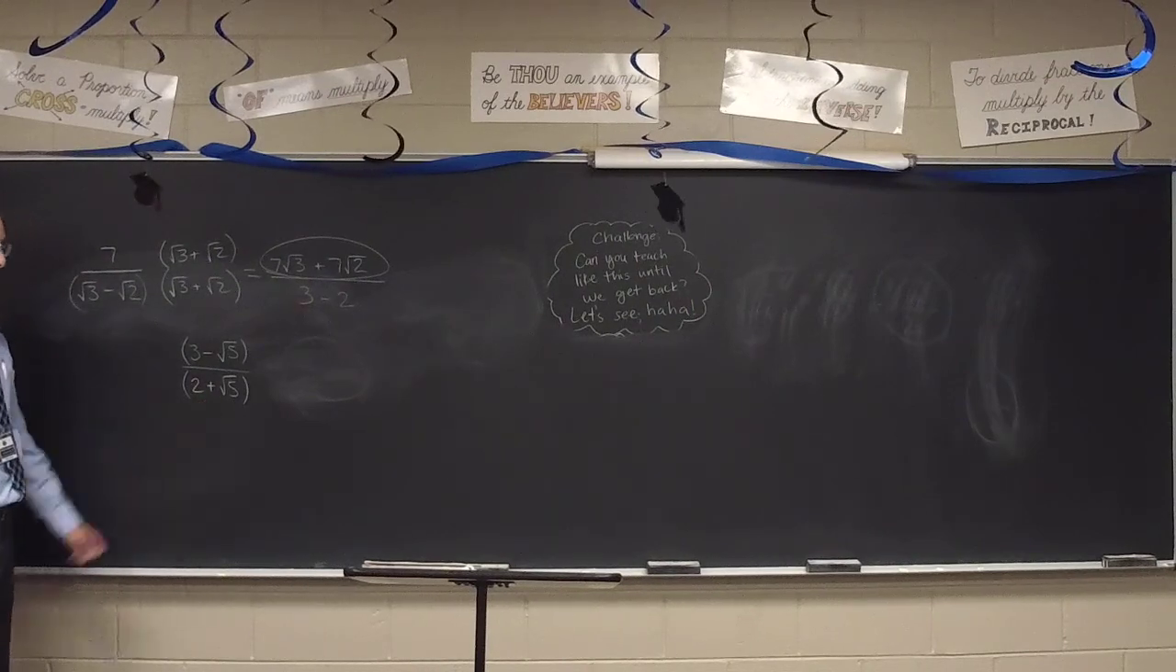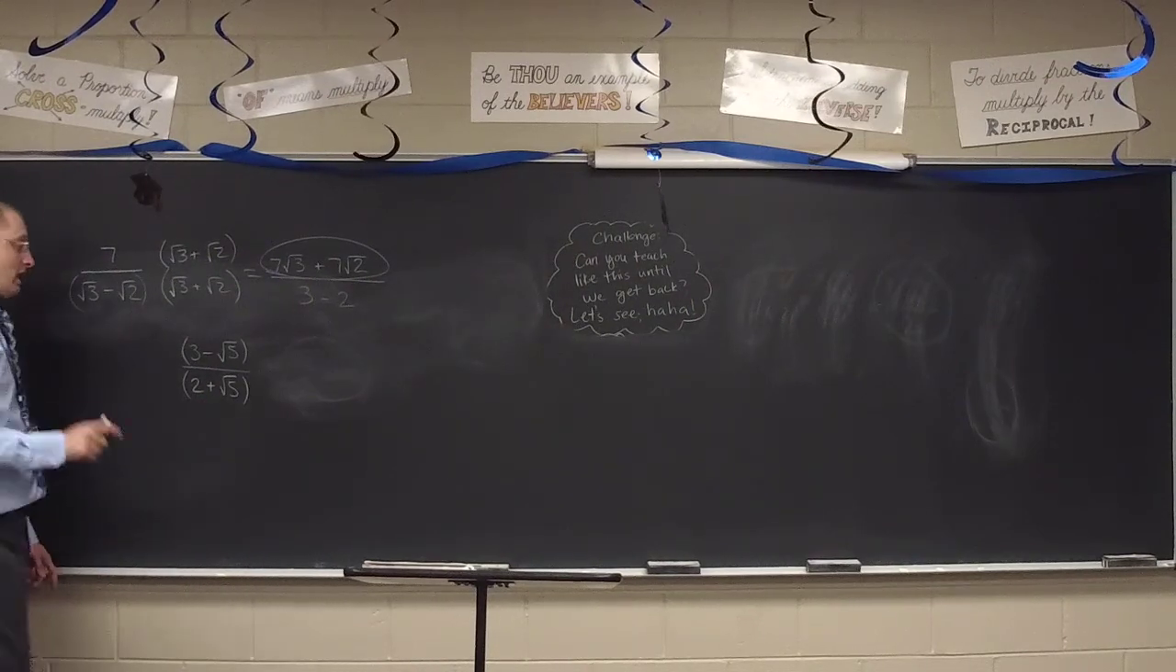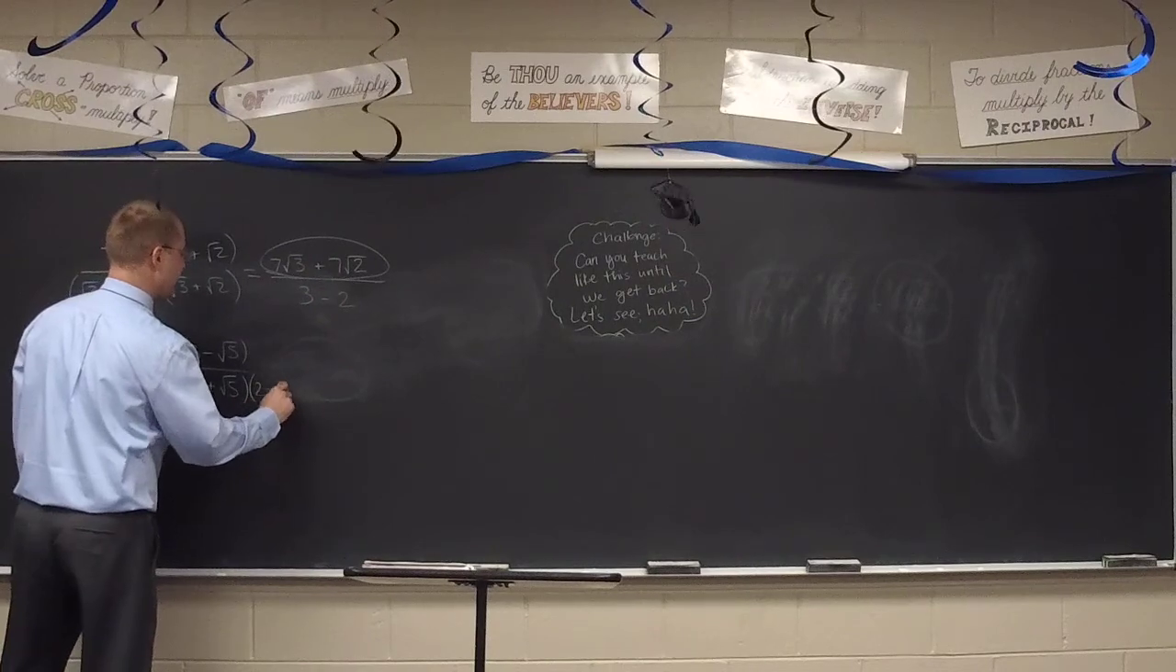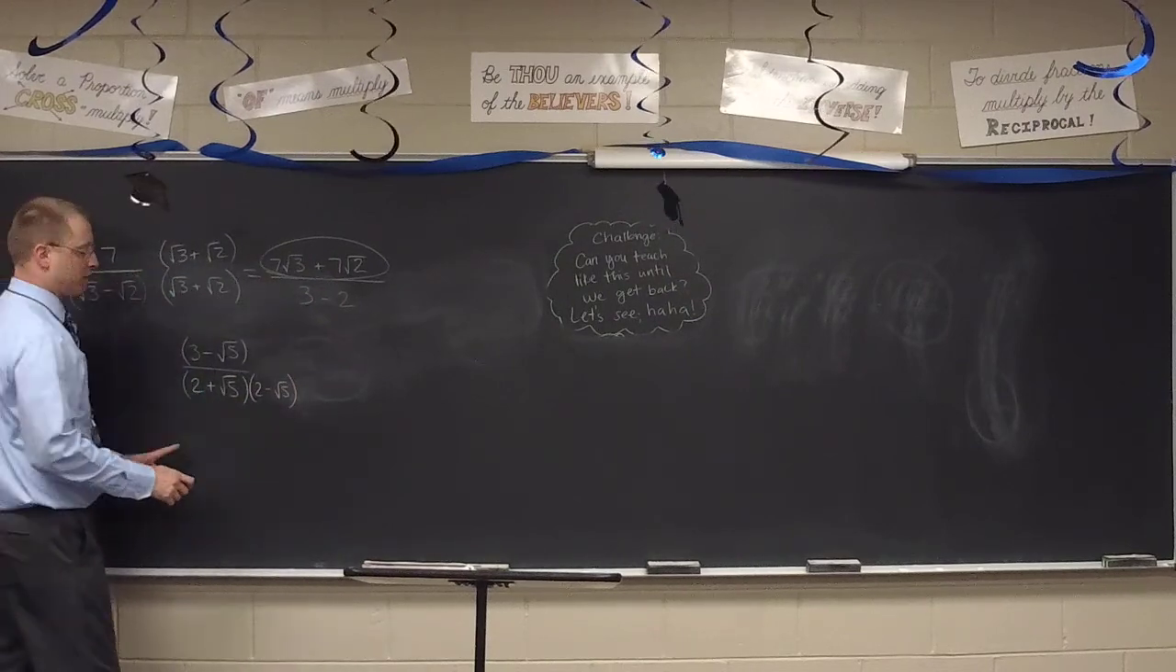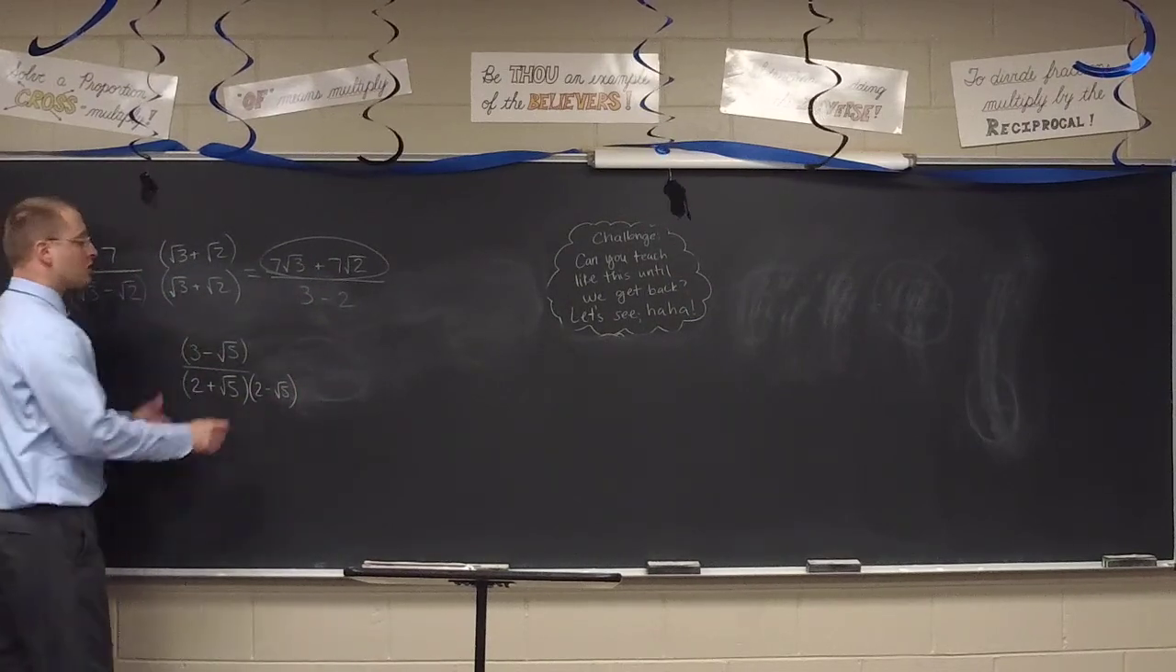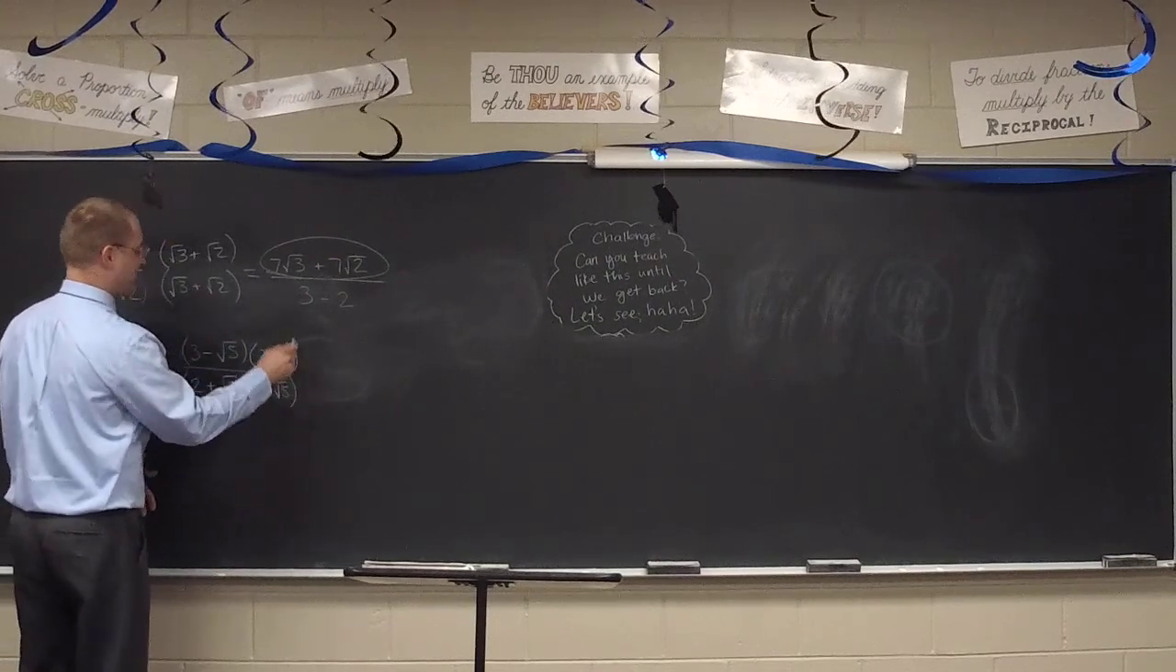No, that's what we have. What's the conjugate? 2 minus the square root of 5. Good. The conjugate is the same thing with a different sign in the middle, so that it gives you the sum and difference. What do we do to the bottom? Multiply top and bottom by 2 minus the square root of 5.